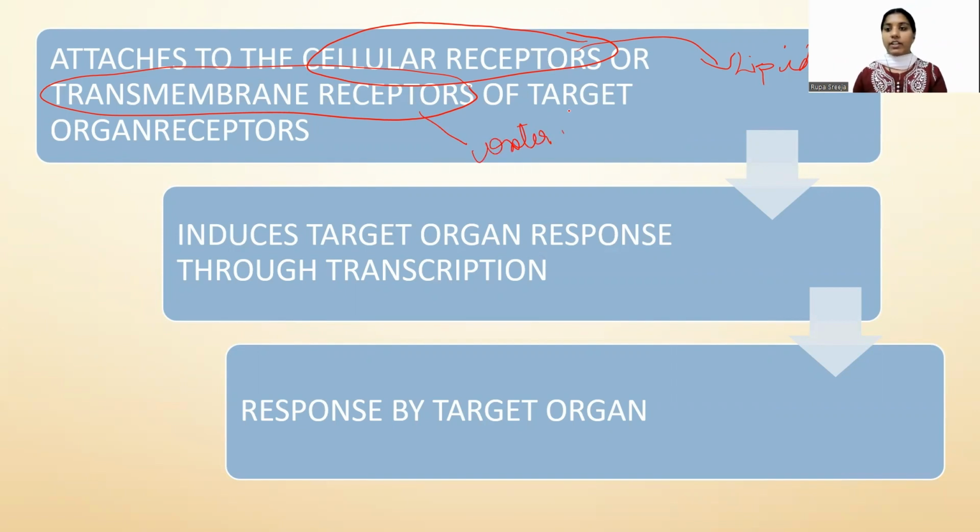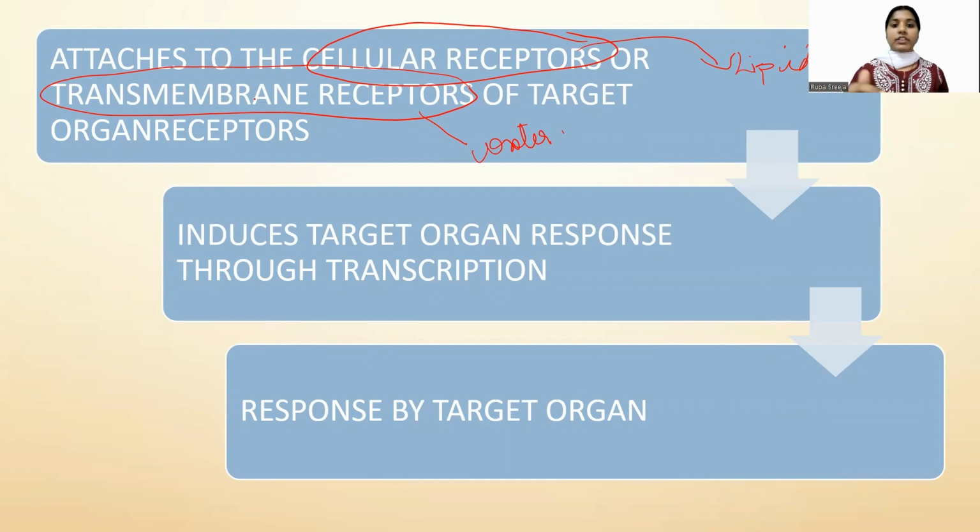Cellular receptors are the receptors present inside the cell, the target organ cell, the receiving cell. The lipid soluble hormones directly enter the lipid bilayer membrane of the cell. They enter the nucleus of the cell and get involved in transcription, translation, and release of proteins. That's the way the target organ response is shown.